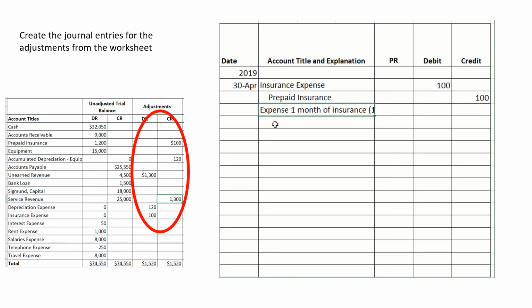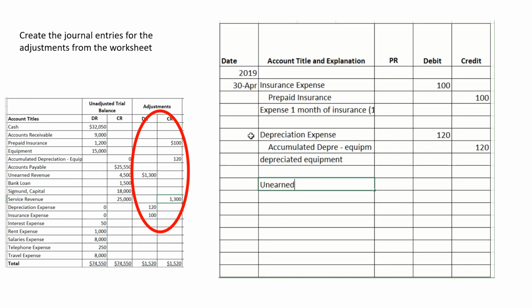The next entry was, again, April 30th. You can put the date there or not. For depreciation expense, we were debiting 120, and for accumulated depreciation on that equipment, we were crediting 120. This is to record 1 month of depreciation on the equipment, whichever wording you prefer.